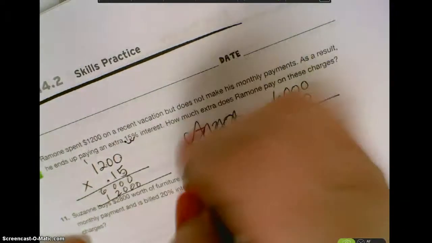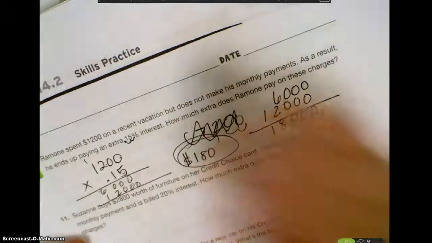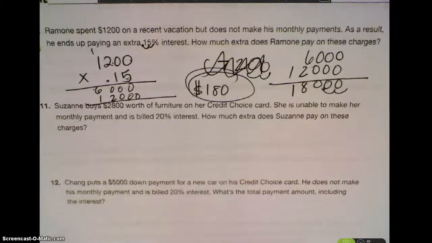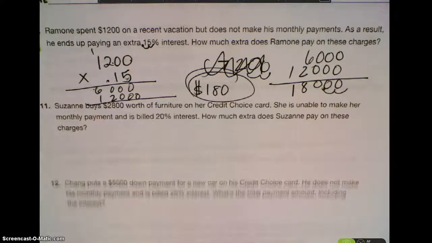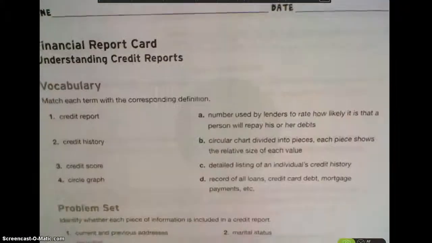2 decimal places. So he's going to end up paying an extra $180 just in interest because he didn't pay his stuff on time. So instead of just paying off the $1,200, he's going to pay $180 extra, which is not fun to pay extra money because that's your money.